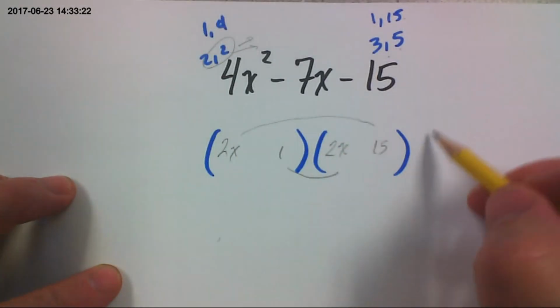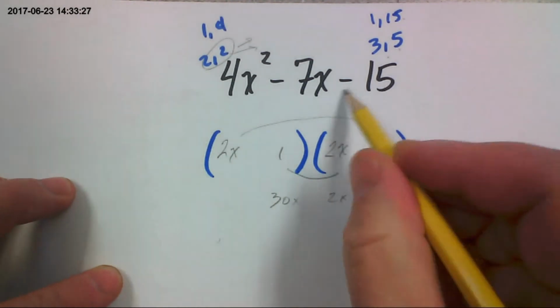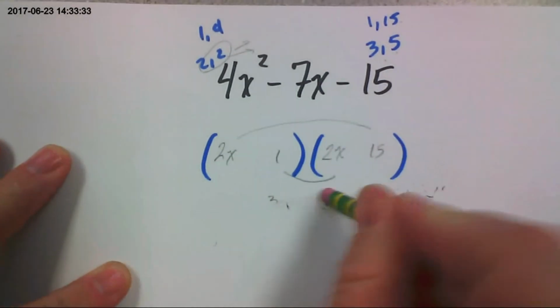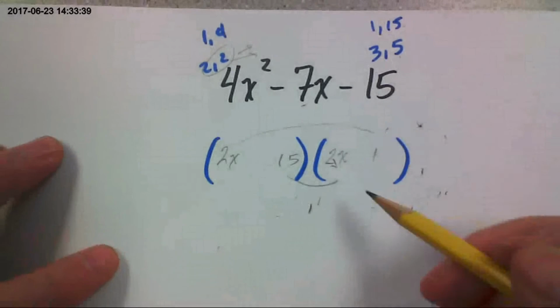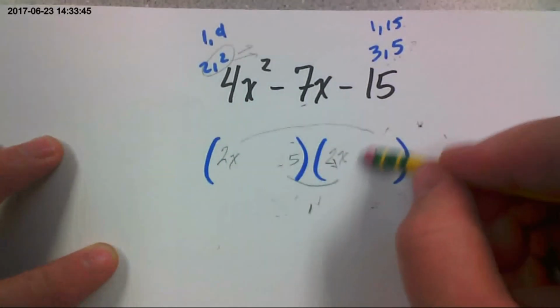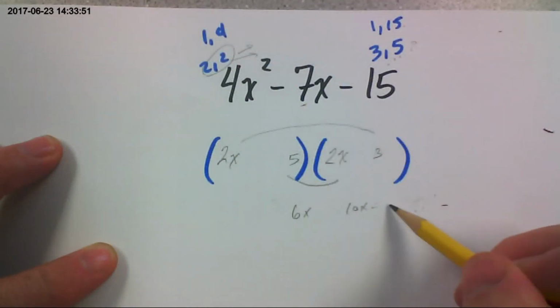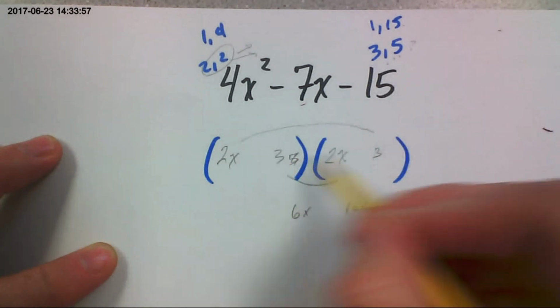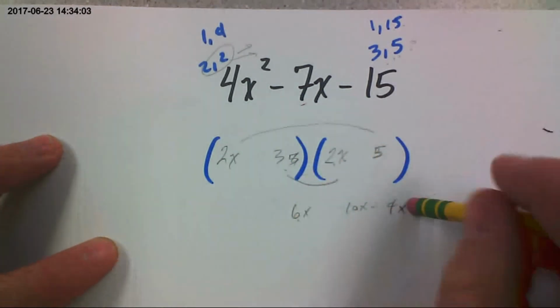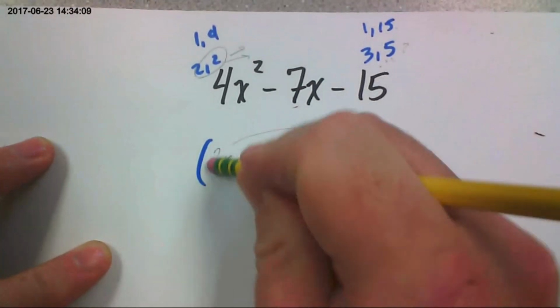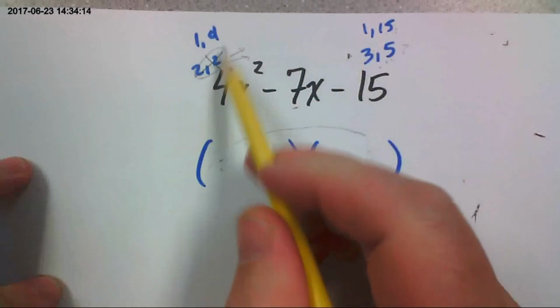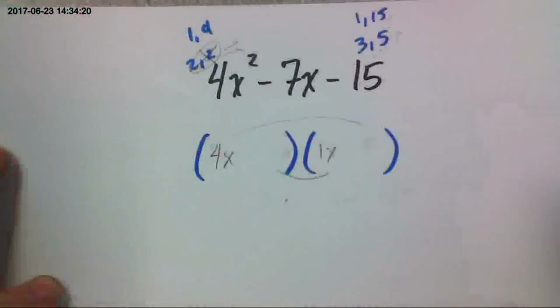So let's try 15 and 1 with 2. And that doesn't give us 7, it gives us 28. Either way you do it, doesn't matter where the 15 goes. So let's try 3 and 5. 3 and 5 doesn't work either way. So what we know is that 2 doesn't work at all. 2's not the mom. So let's try 4 and 1.